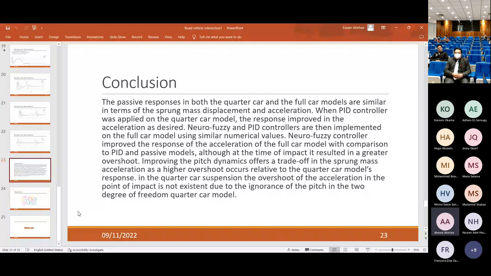This is the pitch. This is the full car pitch, and this is the full car acceleration. I guess it was slide 22. Yes, 22 is the full car pitch. Can you show us slide number 22? We are seeing slide number 23. Can everyone see slide number 22? No, we are watching 23.